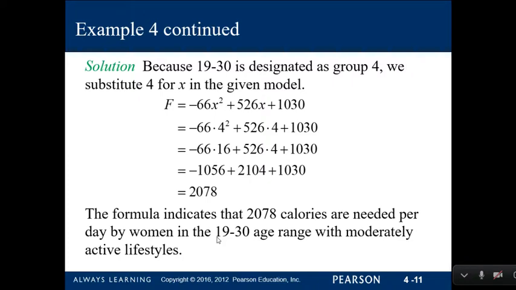So this is doing exactly what we were just doing, and they just put it into a word problem, made you work a little bit to pull out what you needed to put in. So it's going to be negative 66 times 4 squared plus 526 times 4 plus 1030. You notice there that it says women in the 19 to 30 age range that are moderately active need 2,078 calories per day. Now, if there was somebody that was inactive, you would need fewer calories. Somebody that is extremely active would need more calories, right? That's how it works.